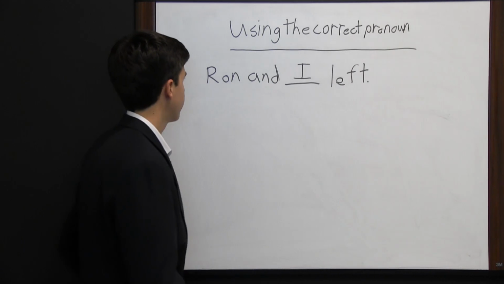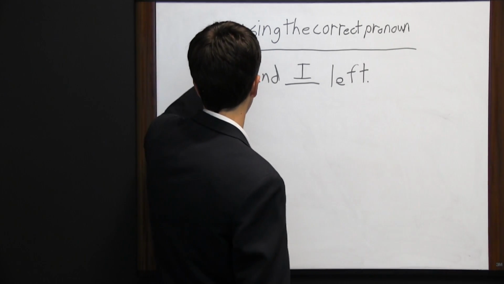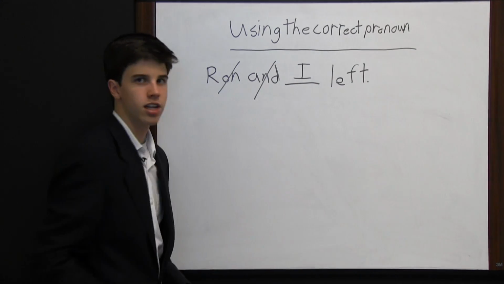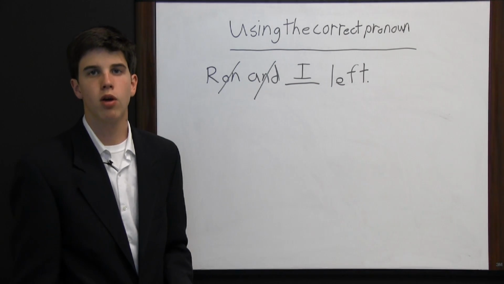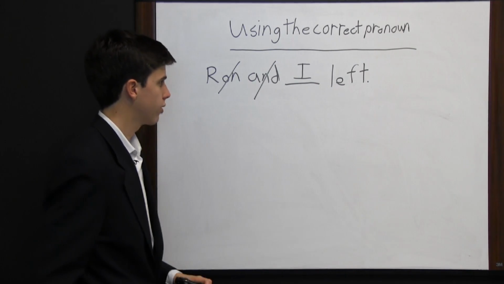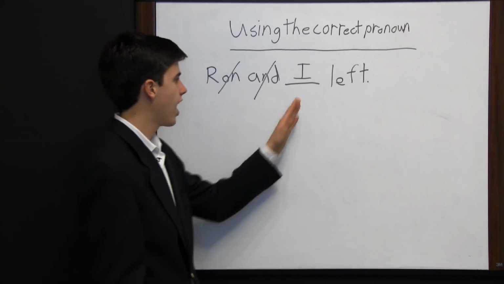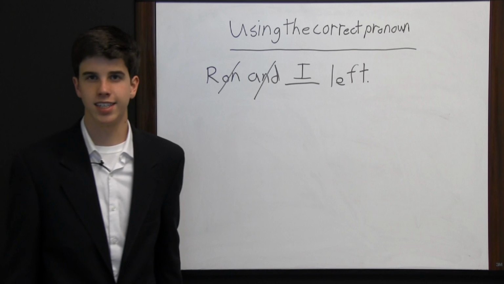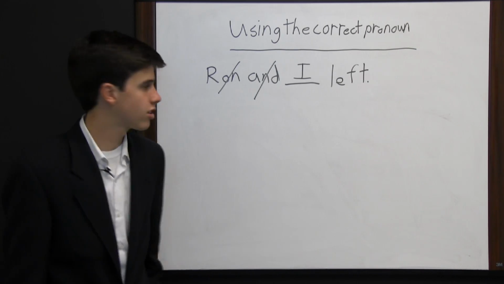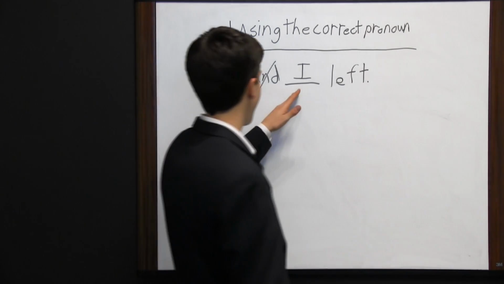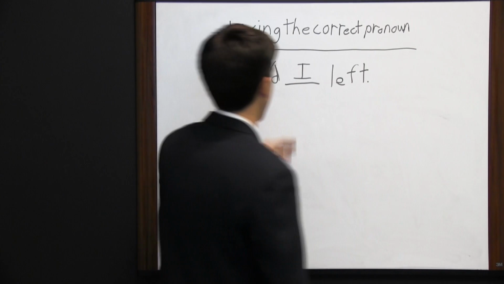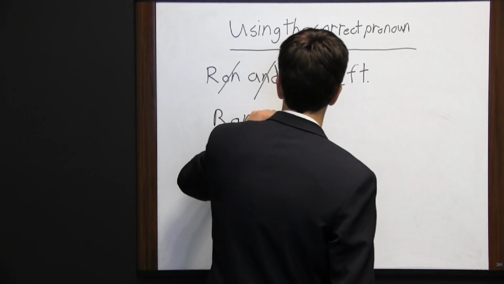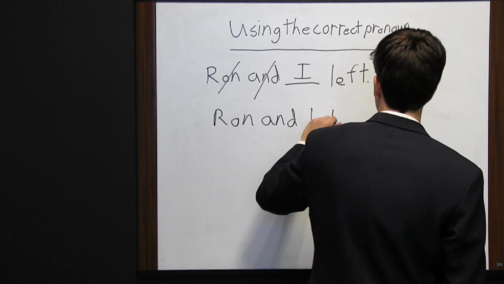Try removing the first noun in the sentence. So if we remove Ron and then we just read the sentence like this, it's much more easy to figure out which pronoun to use. We can read the sentence two ways. We can try I left, or we can say me left. Me left obviously is not grammatically correct. So the correct pronoun here must be I left. So then that means we can plug I into the sentence, and the sentence makes sense, like Ron and I left.